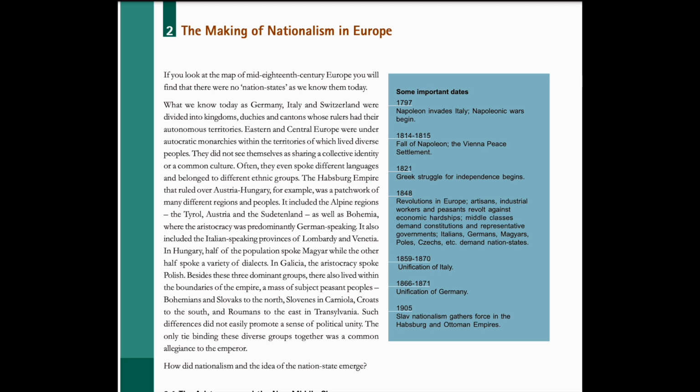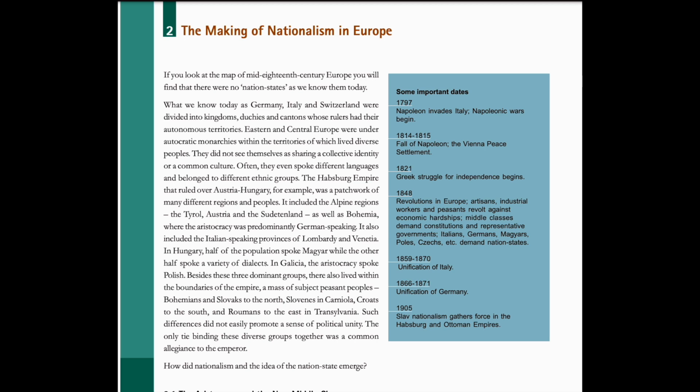It included the Alpine regions, the Tyrol, Austria, and the Sudetenland, as well as Bohemia, where the aristocracy was predominantly German speaking. It also included the Italian speaking provinces of Lombardy and Venetia. In Hungary, half of the population spoke Magyar while the other half spoke a variety of dialects. In Galicia, the aristocracy spoke Polish.